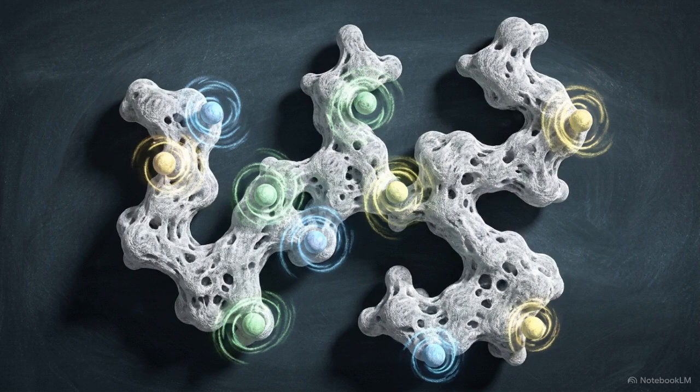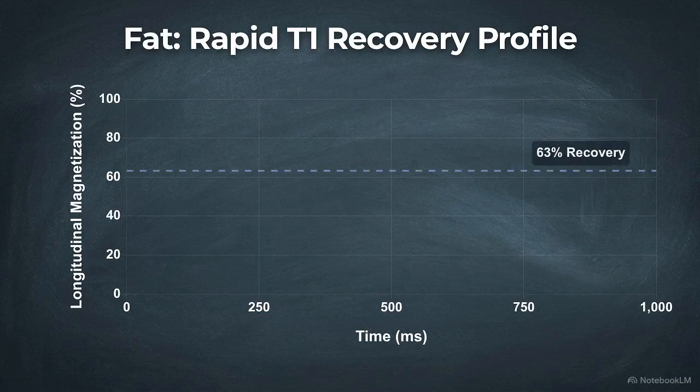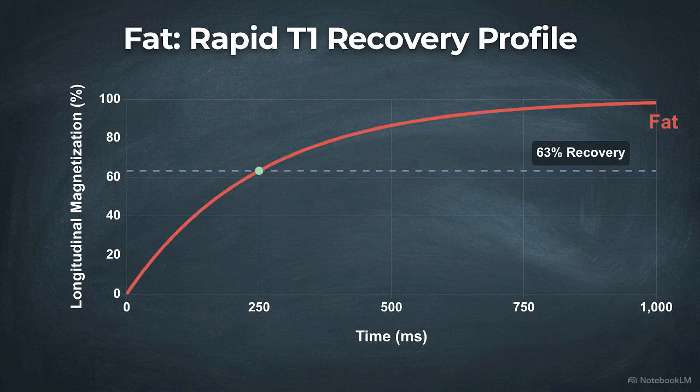Because these molecules are massive, they have very low innate kinetic energy. That makes them highly efficient sponges, perfectly suited to absorb the shed energy from the tumbling nuclei. That rapid, efficient energy absorption forces the z-axis to recover quickly. Therefore, fat is classified as having a short T1.